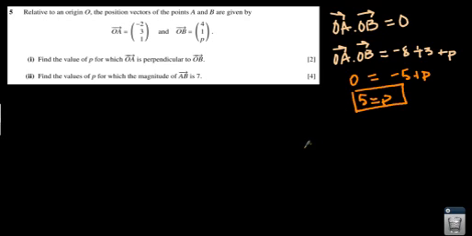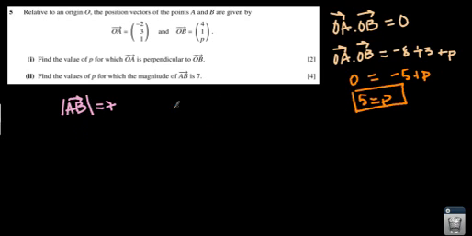Alright, number 2 says find the values of P for which the magnitude of vector AB is 7. So the first thing we need to do is find vector AB. Just as a reminder, this is the notation for the magnitude of a vector, so it looks like absolute value.